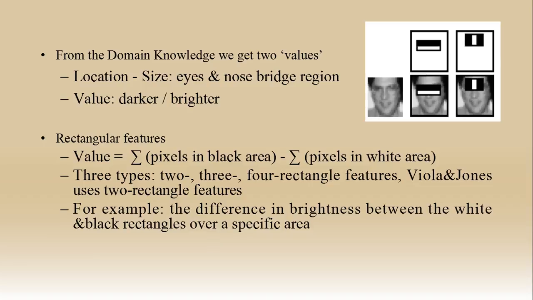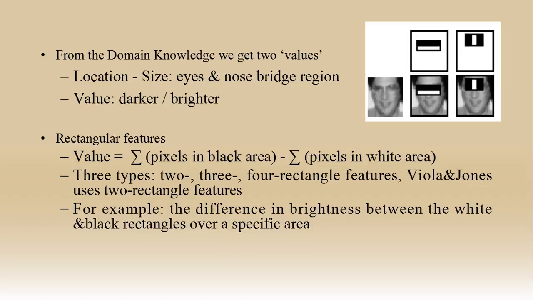From the domain knowledge we get two values. Firstly, the location and size, that is where the eyes and nose bridge regions are located and what their size is, and the value which tells how darker or brighter it is as compared to other parts of the face.